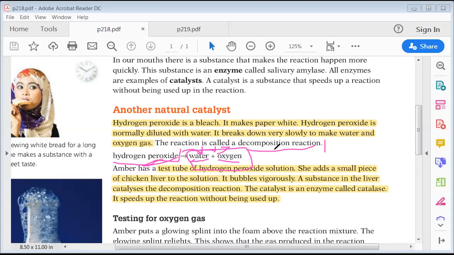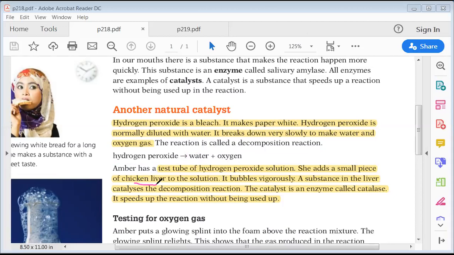So hydrogen peroxide takes a long time to break down into water and oxygen. So how can we make it faster? How can we speed up the reaction, okay? We have a natural catalyst, which is the chicken liver, okay?